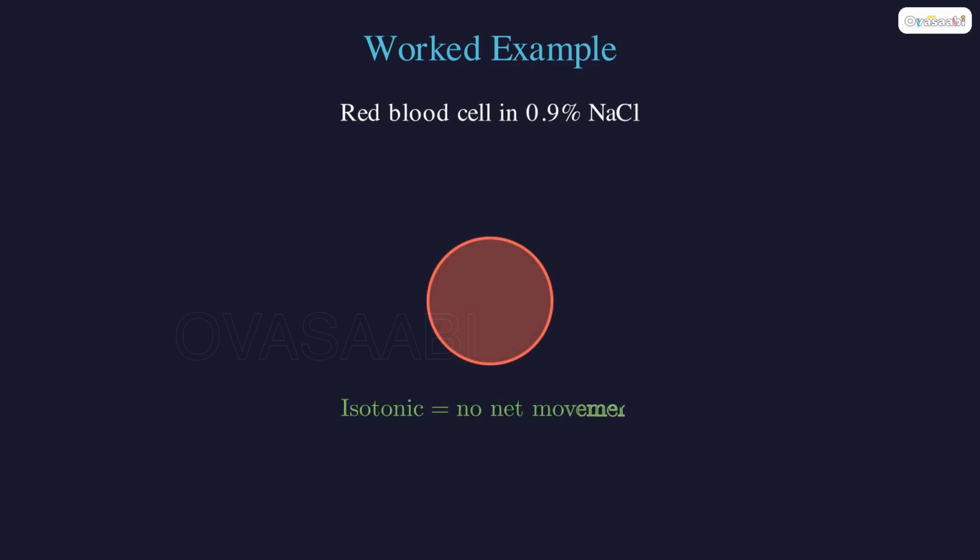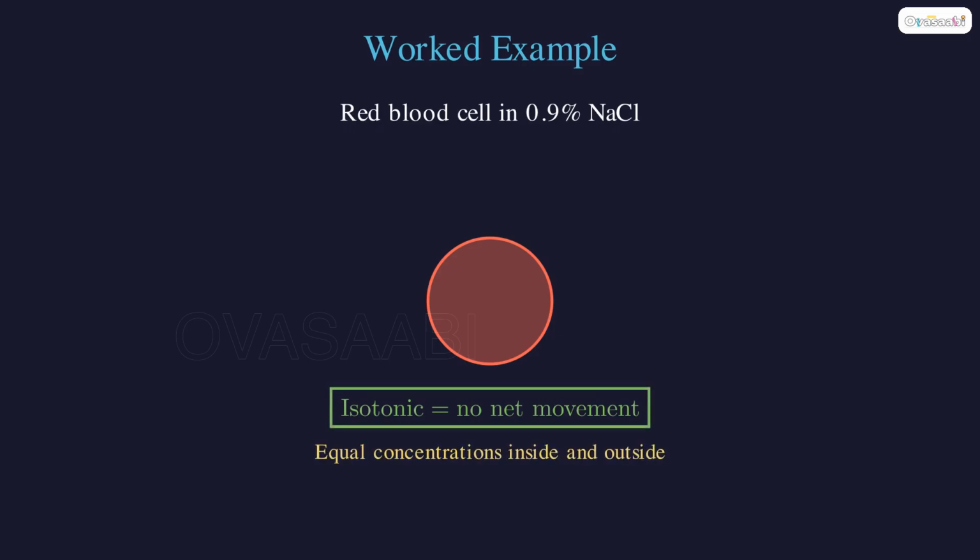Example: a red blood cell placed in 0.9% salt solution stays the same size. Why? Because it is isotonic, equal concentrations inside and out.